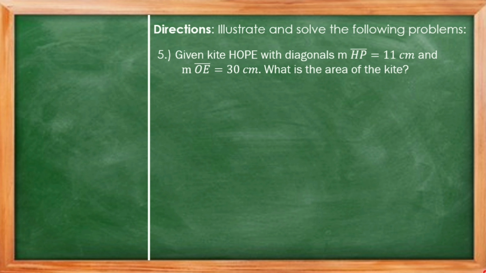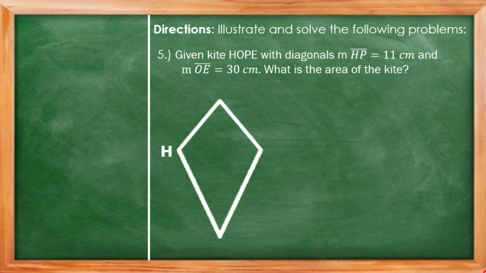Given kite HOPE with diagonals measure HP is equals to 11 centimeters and the measure of OE is equals to 30 centimeters. What is the area of the kite? Okay, so first, let's draw a kite. HOPE. Okay, so ang shorter diagonal niya ay 11 centimeters, which is yung HP. So, yun yung nakalagay dito. Tapos, ang longer diagonal niya ay 30 centimeters, which is yung diagonal OE. Okay, so our problem is to find the area of the kite.